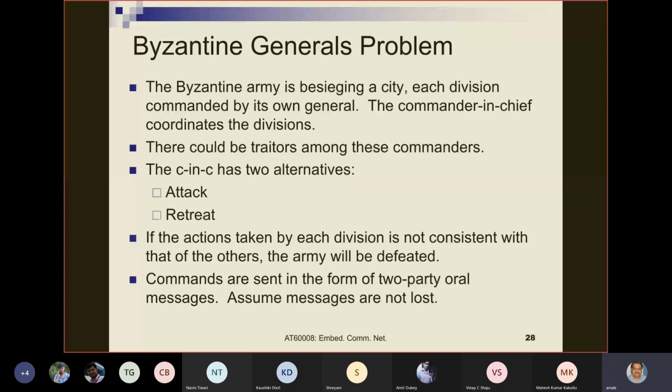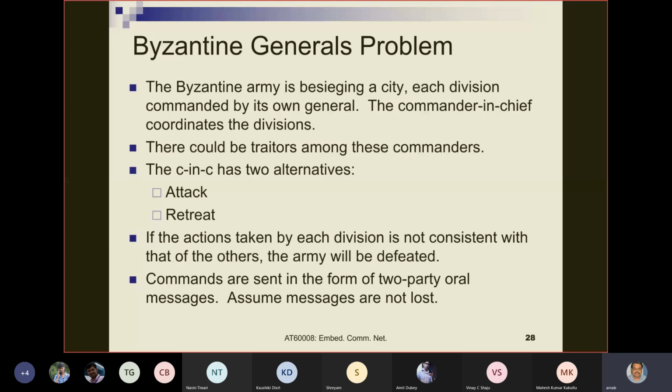Now the problem is that there are many trenches and cannons in between, and each of the army subunits cannot see each other. The only way they can communicate is by using a messenger. There is a commander in chief and there are commanders for each army subunit. The commander in chief gives orders to each of these sub-commanders, and the sub-commanders can communicate among themselves through messengers.